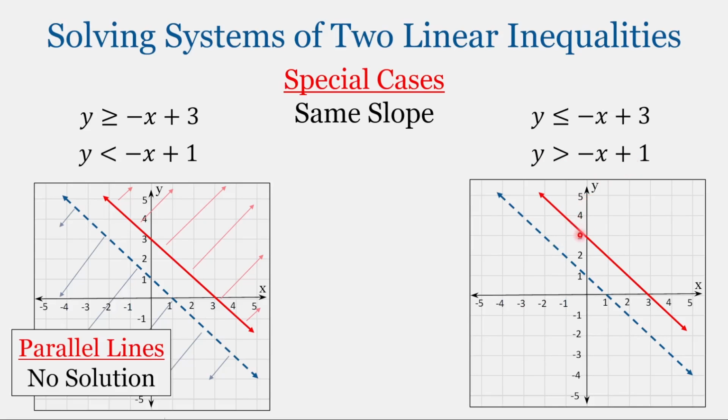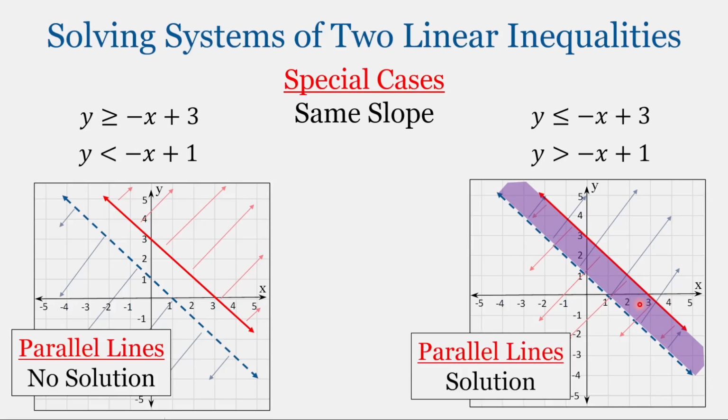Same boundary lines. And then looking at that first inequality, we're going to end up shading down and to the left for y less than or equal to negative x plus 3. And for the second inequality, y greater than negative x plus 1, we shade up and to the right. Now we have an overlapping region, and that is our solution to this system. This is the graph of this system of linear inequalities. So in this case, we have parallel lines, and there is a solution. So it's not as cut and dry as we saw with linear equations.